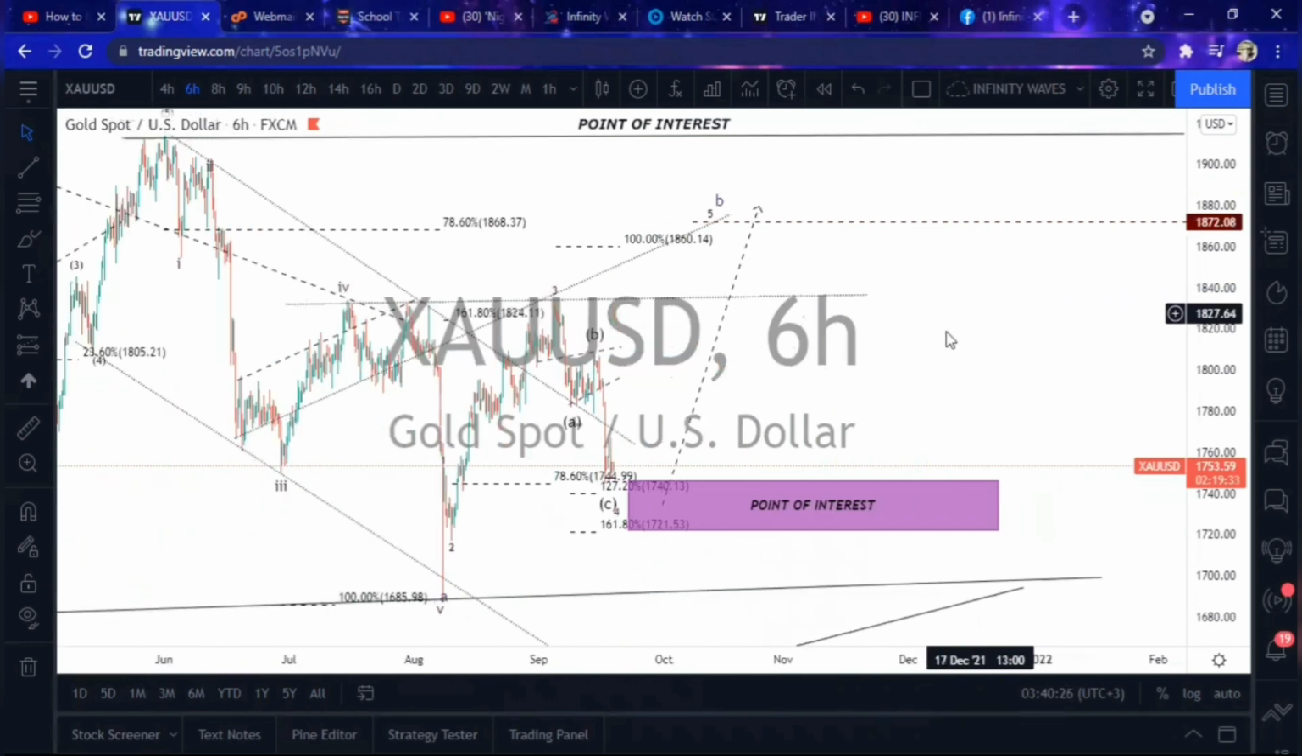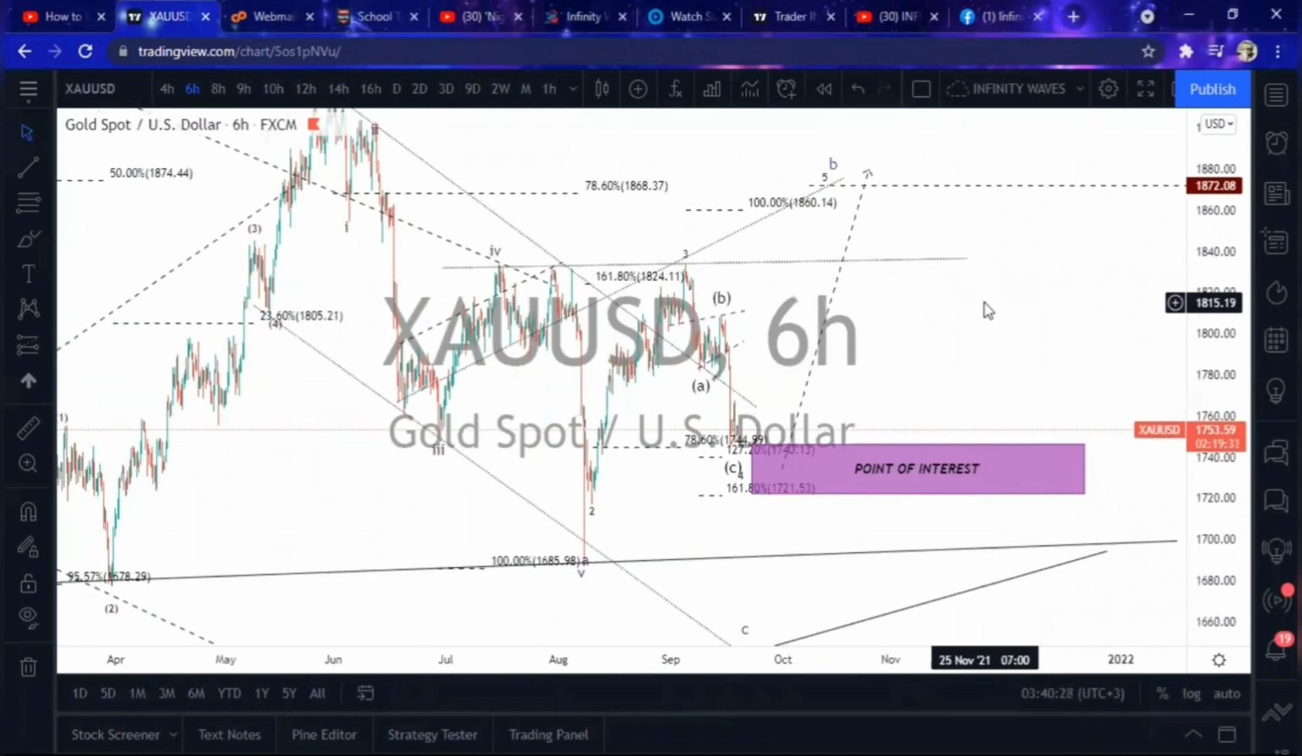Gold can be tricky sometimes, so trade gold with care. This area at 1721 and 1740 can be a point of interest. So price can come down to take out early buyers, then proceed all the way up. So we'll look at how price behaves around the 1744 area and the 1721 area.